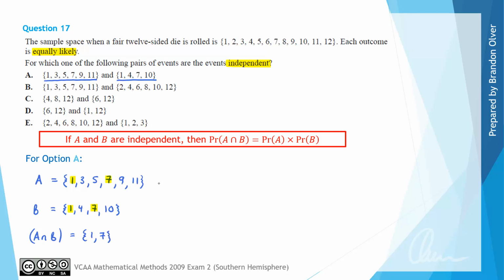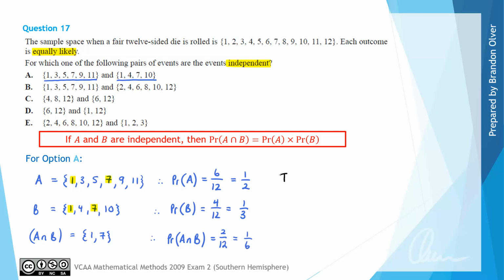The next thing that I'm going to calculate is the probability of each of these. So the probability of A is going to equal 6 events, all being equally likely, so it's just 6 out of 12, which is equal to 1/2. For event B, the probability of event B is going to equal 4 events out of 12, and 4 out of 12 can simplify to 1 on 3. And the probability of A intersecting B is going to be 2 events out of 12, which equals 1 on 6 when simplified.